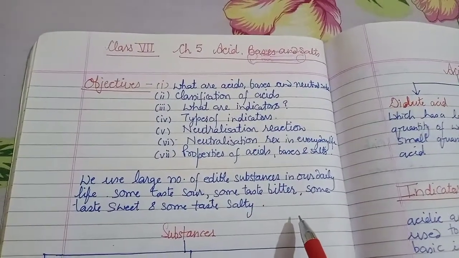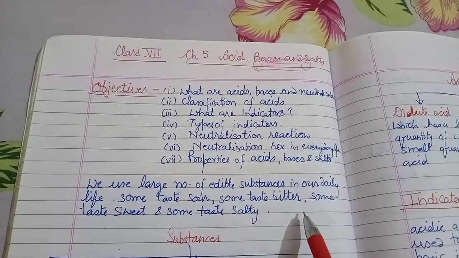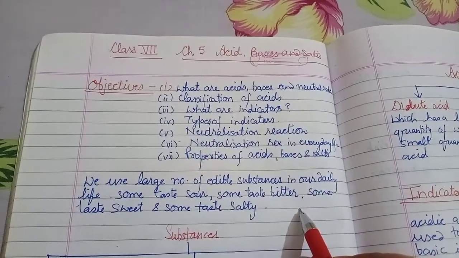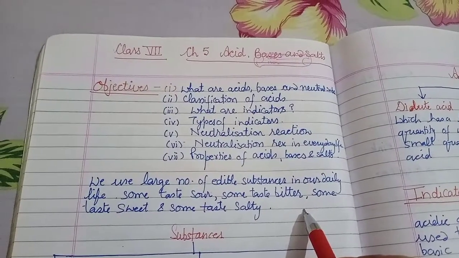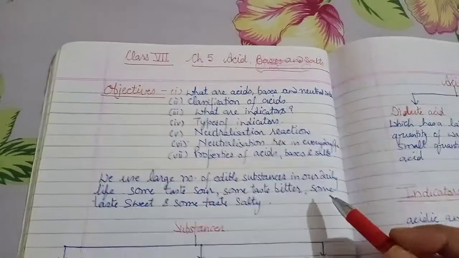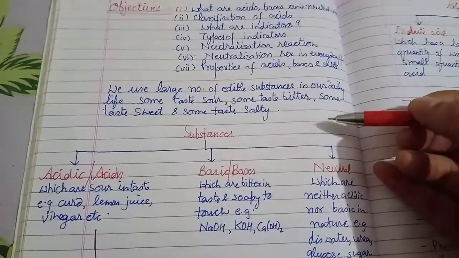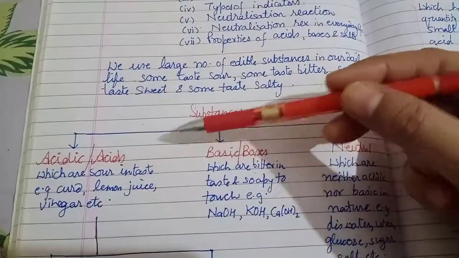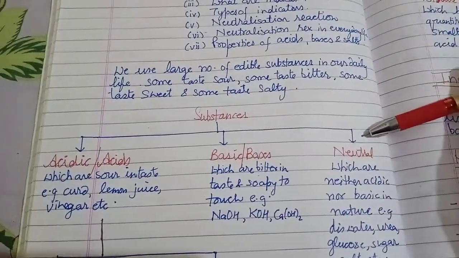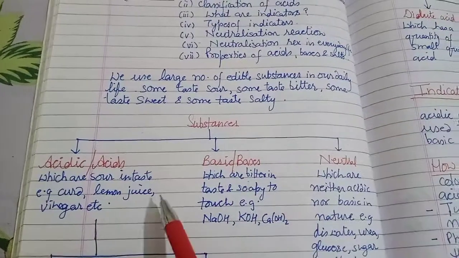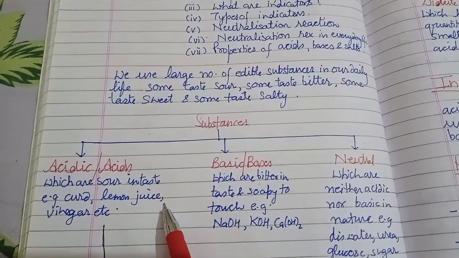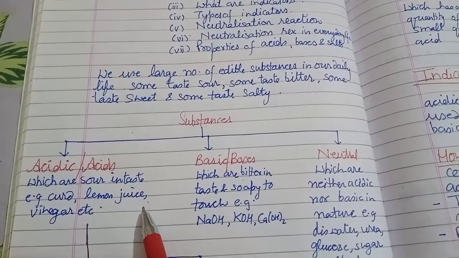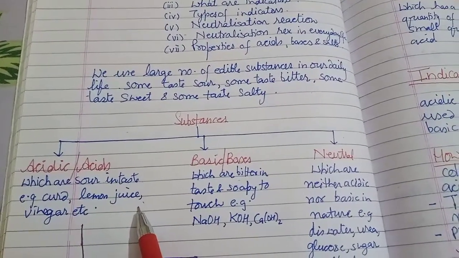Students, as you know, we use a large number of edible substances in our daily life. Some taste sour, some taste bitter, some taste sweet and some taste salty, right? So depending upon the taste, we classify the substances into acids, bases and neutral substances. Acids, which are sour in taste, for example curd, lemon juice, vinegar, etc. They are known as acids.